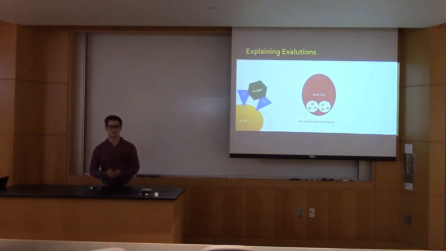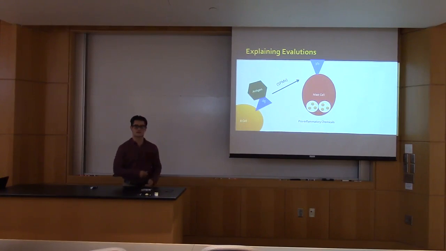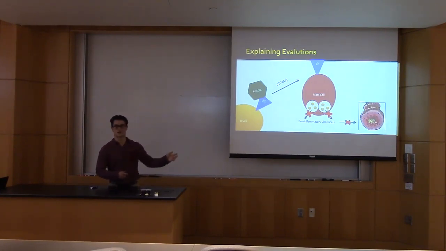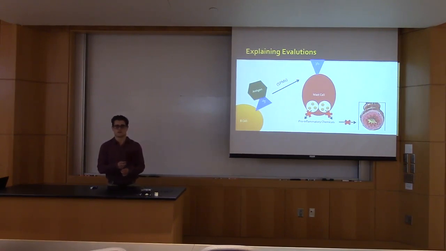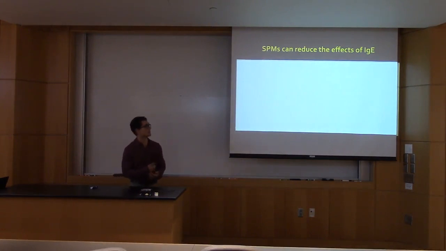So explaining the evaluations a little bit, kind of coming back to this slide early in the presentation. So once this antigen binds to these antibodies, these IgE antibodies, they wanted to see if these SPMs could deplete the number of antibodies that were going to be bound to this mast cell, or to completely get rid of it at all. This would then hold the histamine within the mast cell, not releasing the pro-inflammatory chemicals, thus not causing the collection of mucus, remodeling of the airways, and inflammation of the bronchial muscles, and overall just not decreasing the amount of airflow. So SPMs can reduce the effects of IgE.